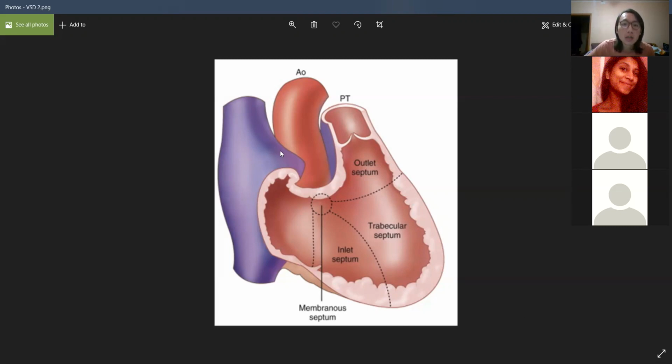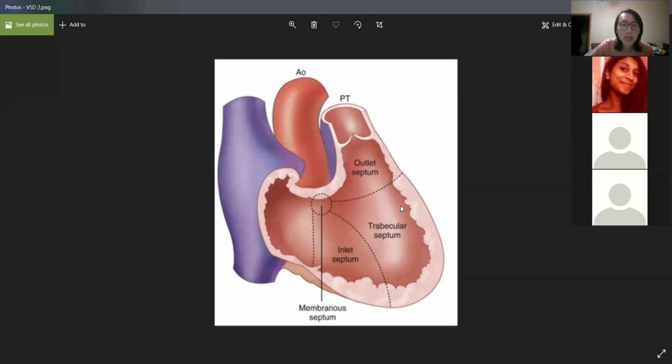Now you see over here, this one is your right atrium. This big one is your ventricle, and this is your pulmonary valve and your pulmonary artery, the pulmonary trunk. This is only the right side of the heart, not the left side. And you see this wall over here, this is the wall that divides your left side and your right side.